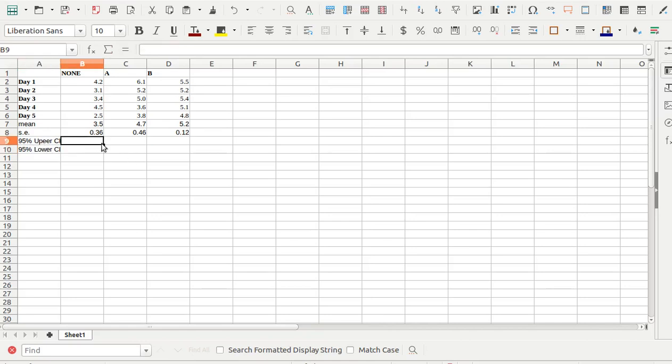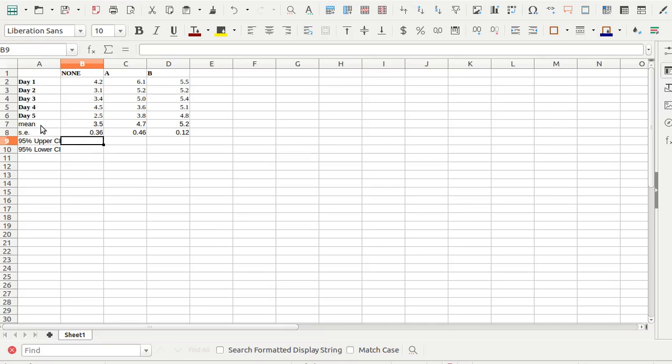Okay, so for the 95% upper, I spelled that wrong, it's going to be the mean plus a value of t from our t distribution multiplied by the standard error. So what is that value of t? Well, you can get that from your t-test distribution table.